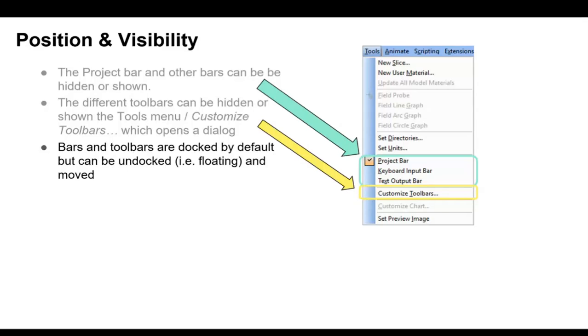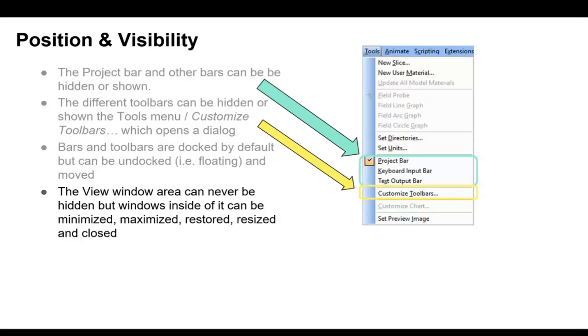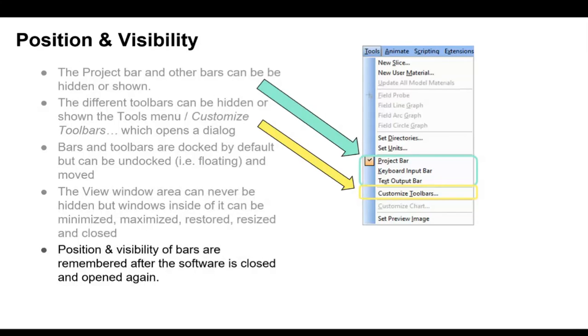The bars and toolbars are docked by default, but can be undocked or floating and then moved. The view window area can never be hidden, but windows inside of it can be minimized, maximized, restored, resized, and closed. The position and visibility of bars are remembered by the software, so whatever state they're in when you close the application window, the next time you open it, it'll have the same state as before.